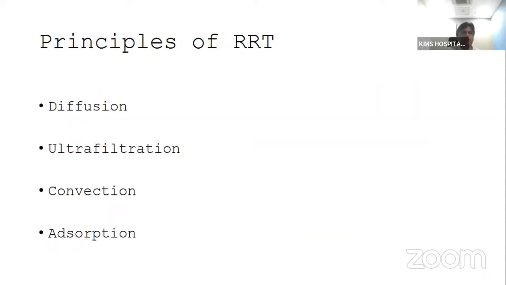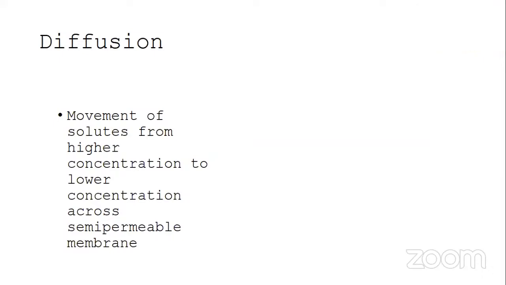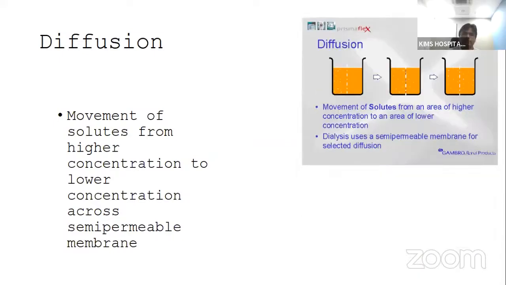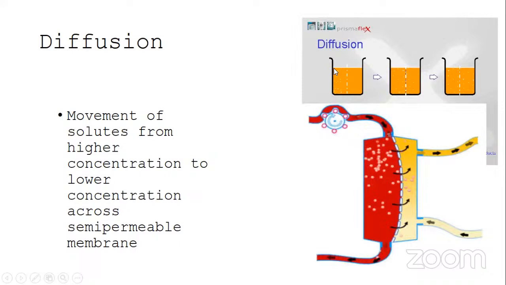So coming to the principles of RRT, renal replacement therapy works on these principles: diffusion, ultrafiltration, convection, as well as absorption. Diffusion is nothing but the movement of solute from higher concentration to lower concentration across a semi-permeable membrane. Here we can see this is the fluid with a higher concentration of the solutes, and this is the side of the fluid where there is less concentration of the solute.